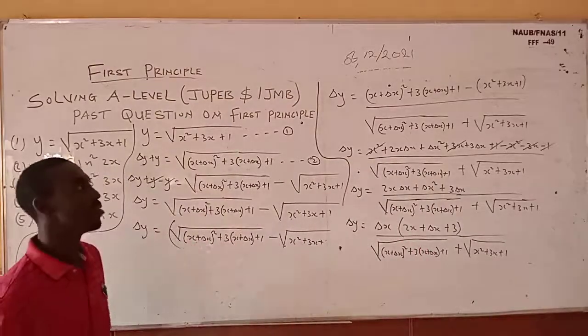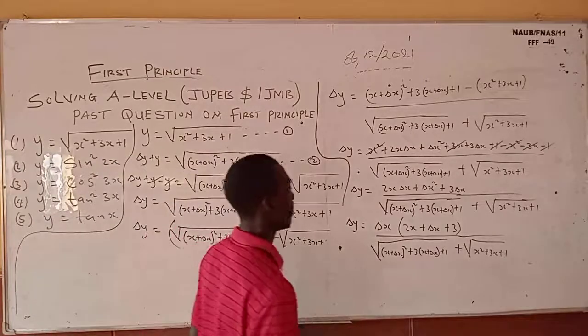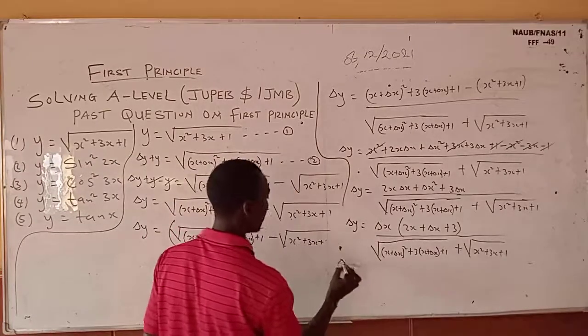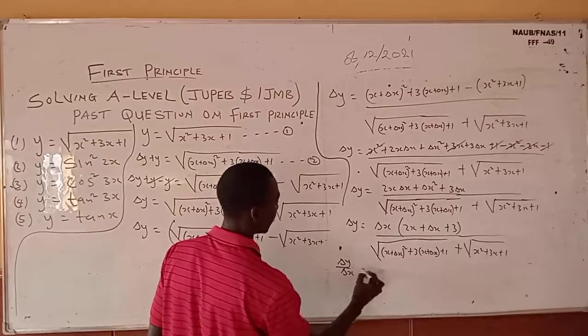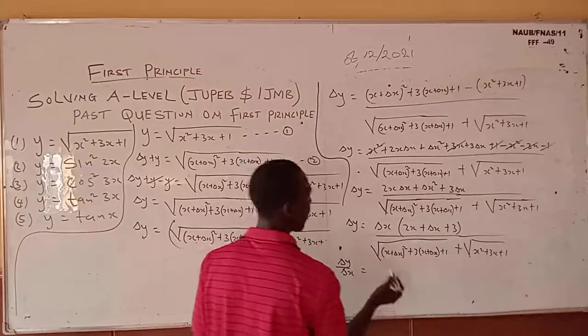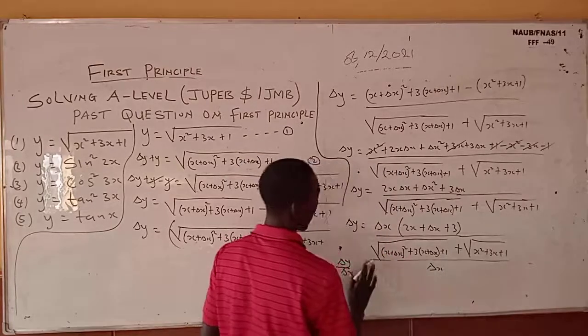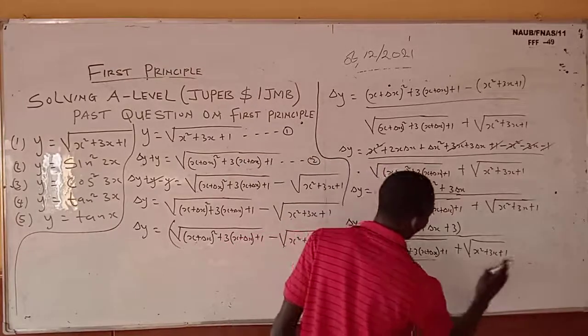So now the next step is to divide both sides by change in s. When we divide both sides by change in s, we have change in y over change in s, which will be equal to, now instead of me writing change in s like this, I can easily do it like this.